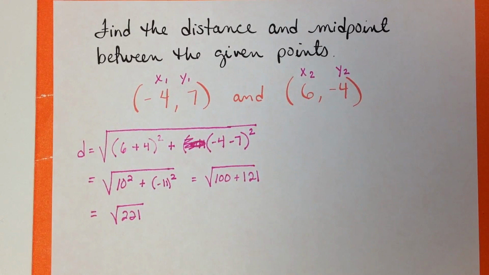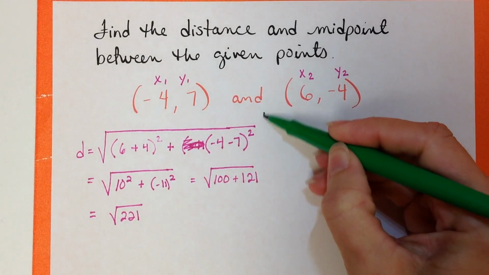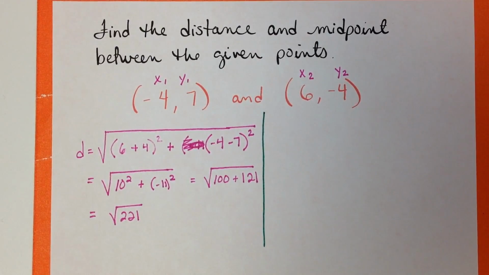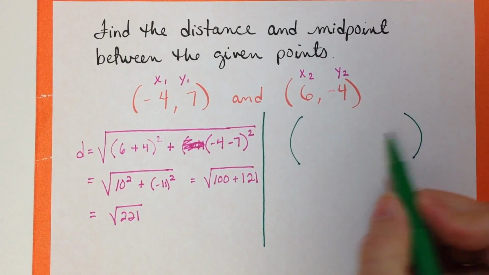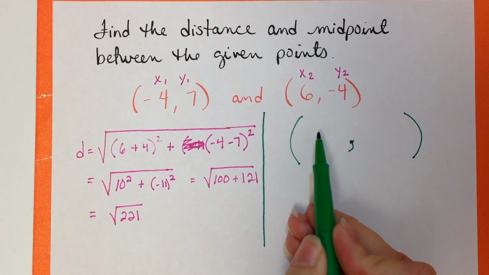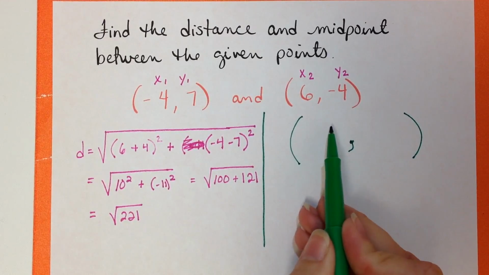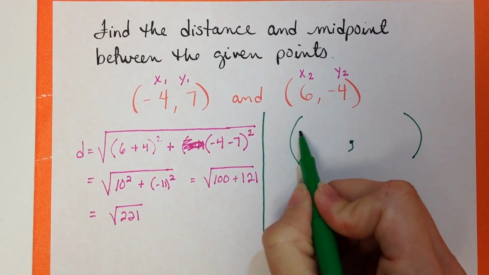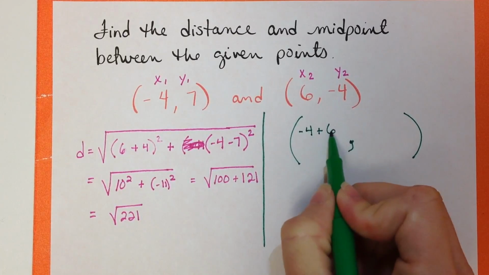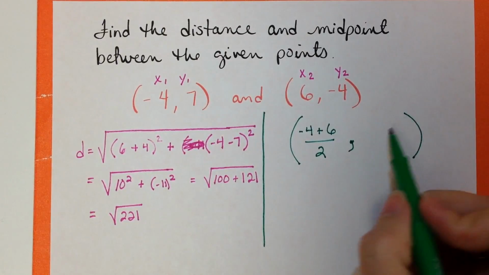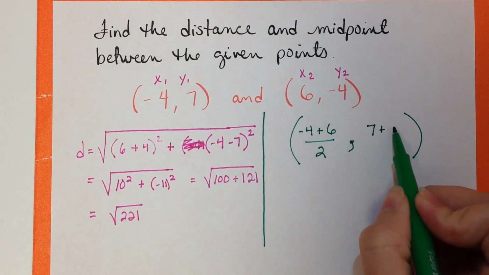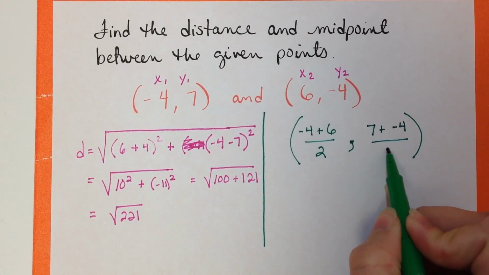Okay, now the next part was to do midpoint. So I'll just work that beside here. So your midpoint formula, of course it was set up to look like an ordered pair for you. Alright, so it started out with the x sub 1 plus the x sub 2. So negative 4 plus 6 divided by 2. Okay, and then with your y's, y sub 1 plus y sub 2 divided by 2.